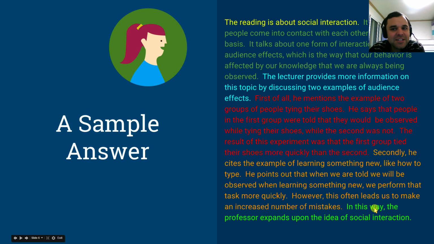If you still need to save time, get rid of some of this stuff, the extra notes from the reading. You can get rid of one, you can get rid of both if you need to. It's perfectly fine to just say, "The reading is about social interaction," period. "The lecturer provides more information on this topic by discussing two examples of audience effects." That's totally okay. "First of all, he mentions," that's okay. If you need to save time, get rid of this stuff.